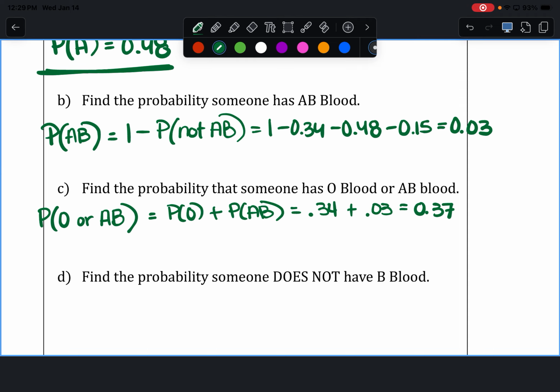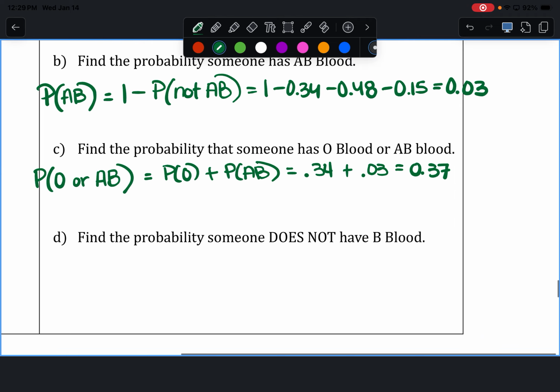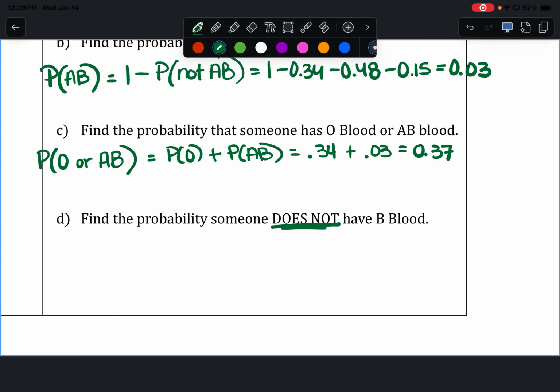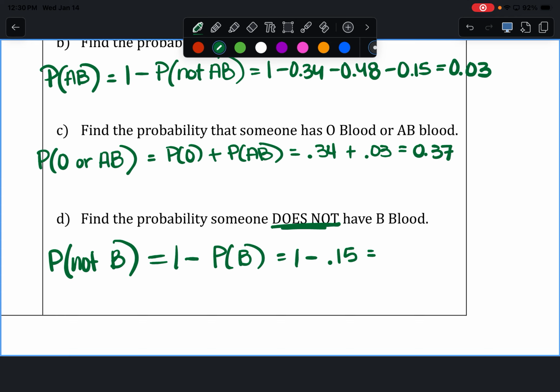Then it says, find the probability that someone does not have B blood. What rule do I need to use to do that? So the probability that it is not B. We need to do 1 minus what? Probability that it is B. So that would be 1 minus 0.15, which gives us 0.85.